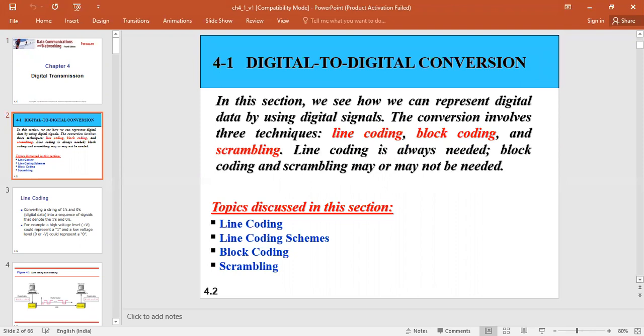In this section we see how we can represent digital data by using digital signals. This conversion involves line coding, block coding, and scrambling. Line coding is always needed, it's mandatory, while block coding and scrambling may or may not be used. It depends upon the situation.